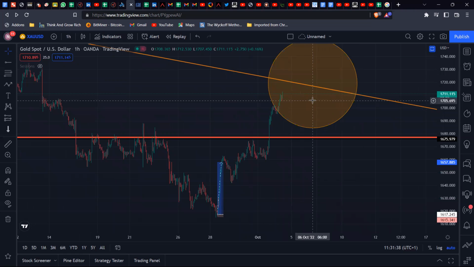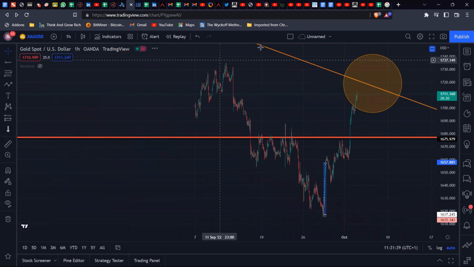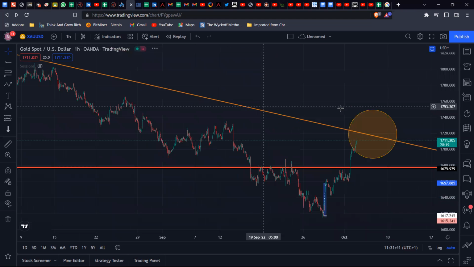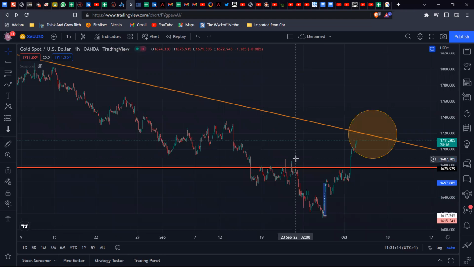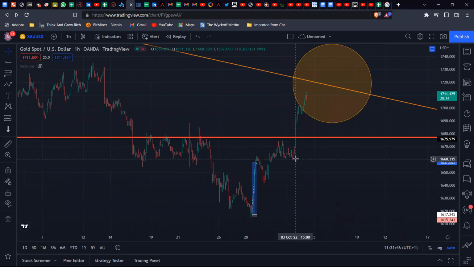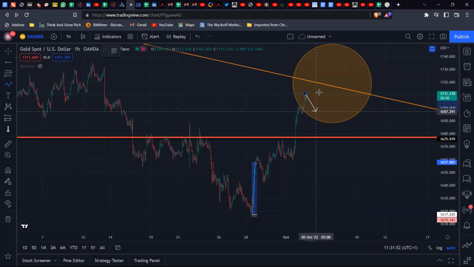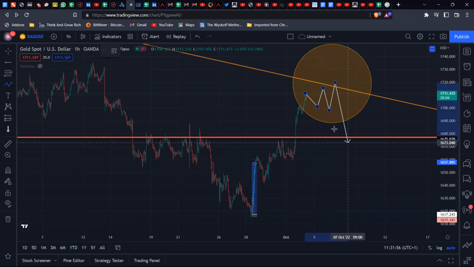If we break the trend line and then we start to break structure on the higher time frame, then we could be looking at a reversal. Otherwise, if price comes into this area and starts to react, and then we get a rejection from here, we could just simply see the continuation.